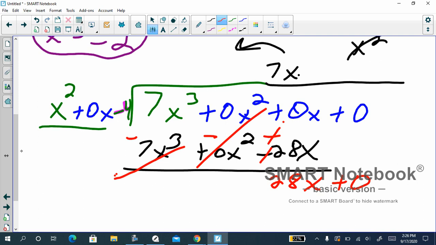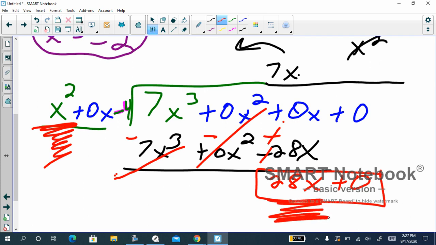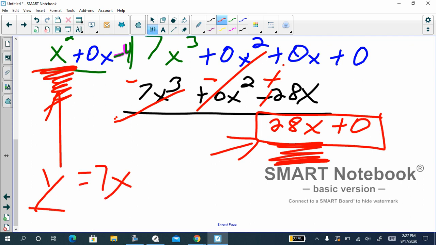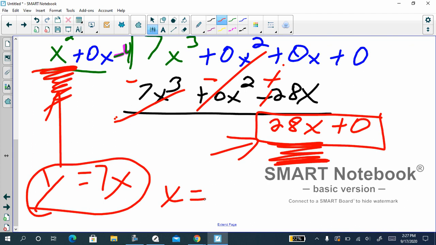Now, we do have more terms down here, but notice the leading term out here is bigger. It's a larger degree. So there's no dividing left to do. We only divide if these are of equal degree or if this one is bigger. So 7x is our quotient. So y equals 7x is our oblique asymptote. And then our vertical asymptotes are plus and minus 2.